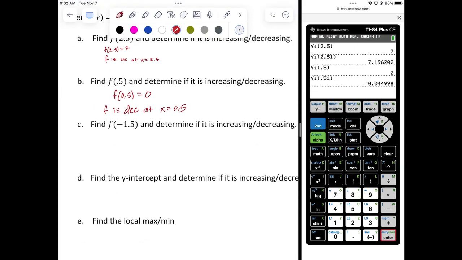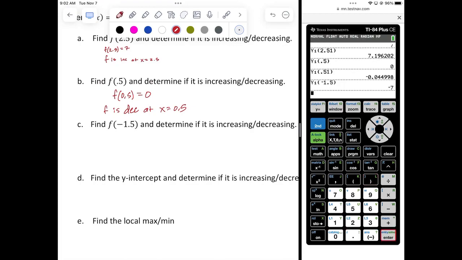All right, part C, find f of negative 1.5. We'll do the same thing. Alpha trace number 1, open parentheses, negative 1.5, close parentheses, and look at that, we get negative 7 now. To determine if it's increasing or decreasing without the graph, because we don't want to rely on the graph, we'll go negative 1.49. There you go. That would be the value that's 1/100th of a unit to the right.